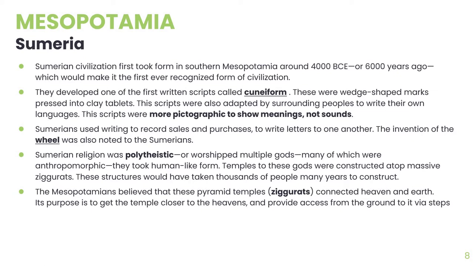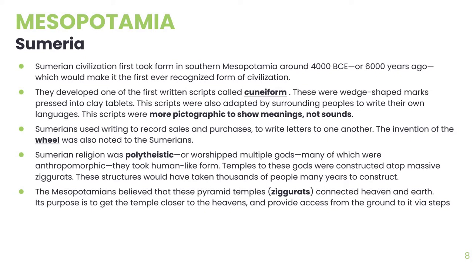Religion was also present during this time of the Sumerian civilization, and although there was no specific religion, the religion there was polytheistic. With the word poly, meaning multiple. So Sumerians worshipped multiple gods, many of which were anthropomorphic, meaning to say they took human-like form. And temples to these gods were constructed atop massive ziggurats. Yan, ito yung mga pyramid temples, which would have taken thousands of people and many years to construct.